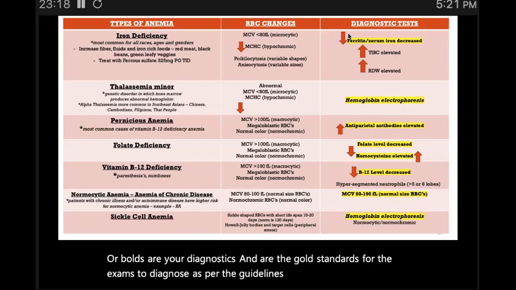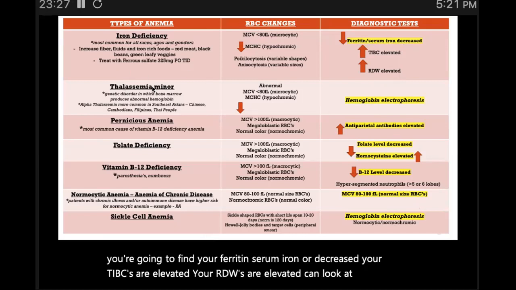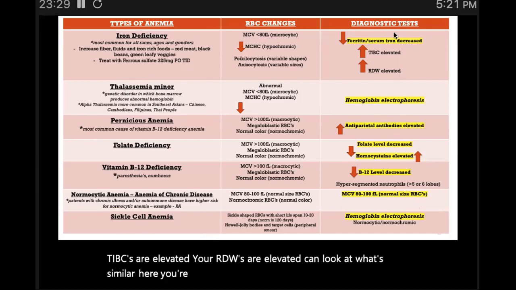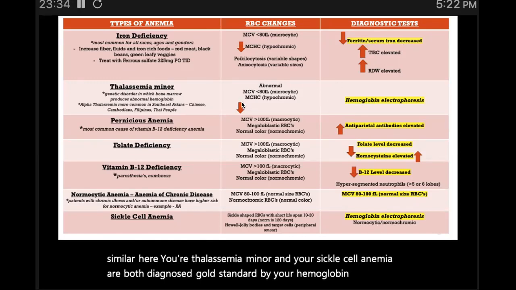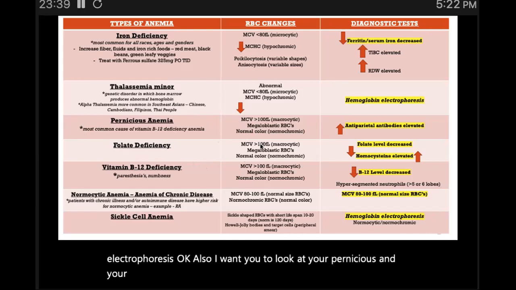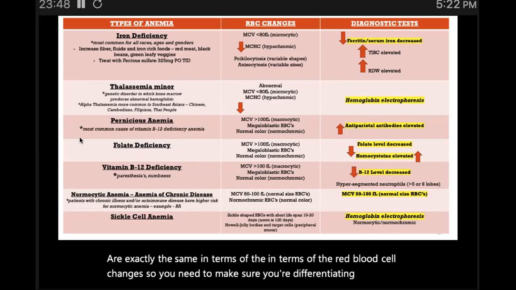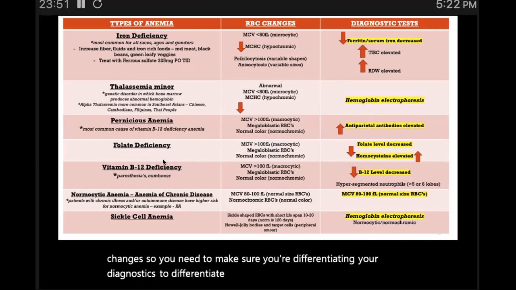So your iron deficiency, you're going to find your ferritin, serum iron are decreased, your TIBCs are elevated, your RDWs are elevated. Can look at what's similar here. Your thalassemia minor and your sickle cell anemia are both diagnosed gold standard by your hemoglobin electrophoresis, okay? Also, I want you to look at your pernicious and your folate deficiency. They both are exactly the same in terms of the red blood cell changes. So you need to make sure you're differentiating your diagnostics to differentiate which type of anemia it actually is.